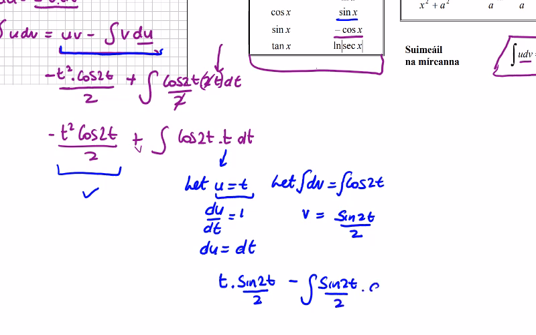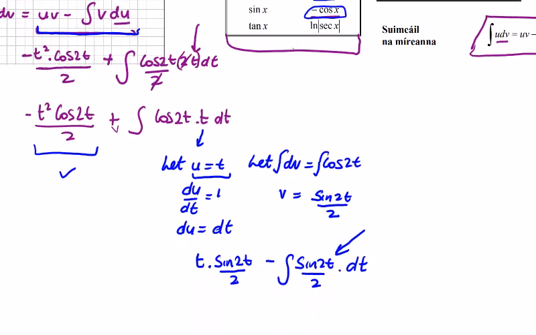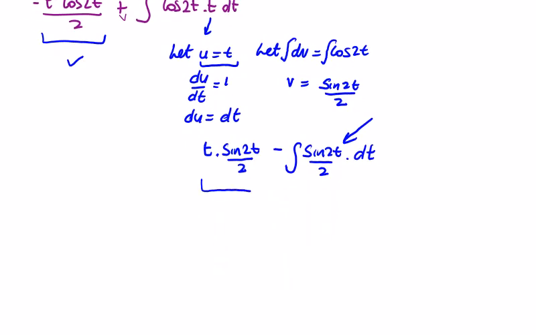So we can simplify this guy on its own. There's no parts involved. And if we integrate sine, we get minus cos. So this is now fully taken care of, and we can simplify this guy to get minus cos, and we already have a minus, so it's going to be plus cos 2t over 4.